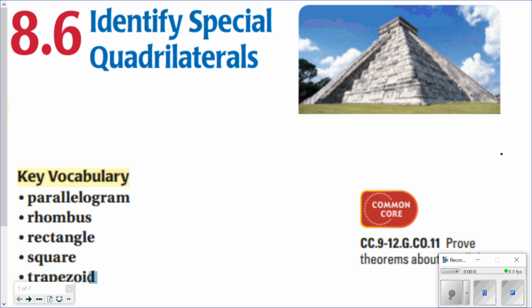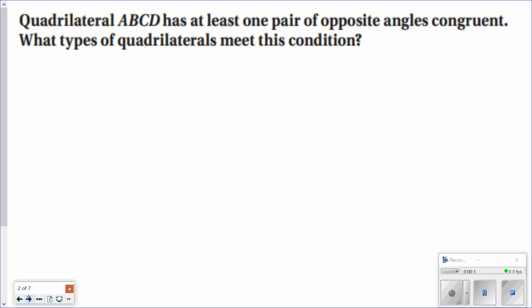Hi everyone, today we're going to start the last section of Chapter 8, which is 8.6, Identify Special Quadrilaterals. Quadrilateral ABCD has at least one pair of opposite angles that are congruent. What type of quadrilaterals meet this condition?